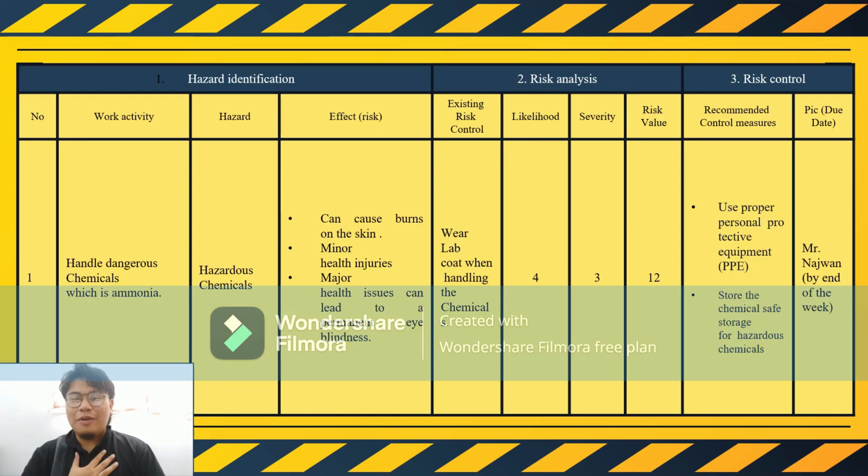Hi, I am Rizwan and I'm going to explain table 6, which is work activity and risk analysis. All the information for this table is a summary of what has been explained from table 1 to table 3.